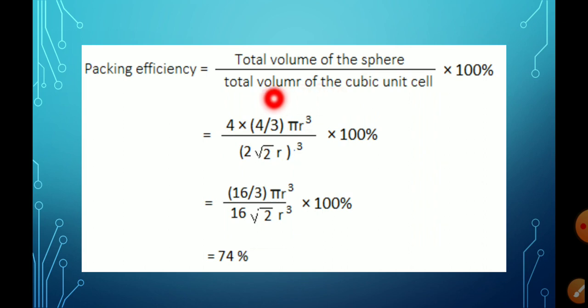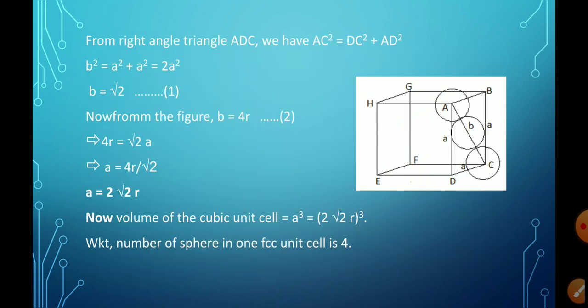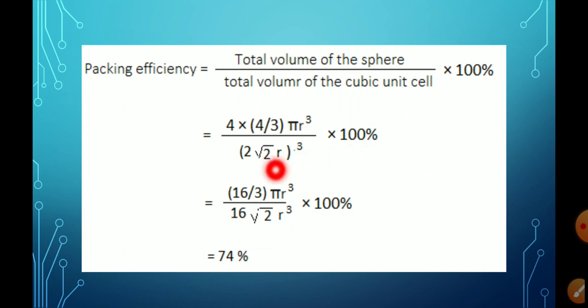Understand? Okay. Next, the total volume of the cubic unit cell. The volume of a cube is a cube. What is a in face centered? a is equal to 2 root 2 R. Therefore, 2 root 2 R whole cube.